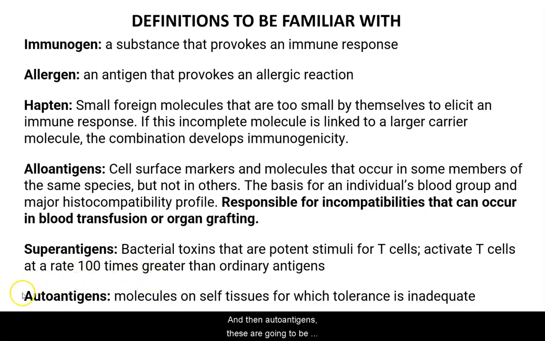And then autoantigens. These are going to be molecules on the self cells, for which tolerance is inadequate. An autoantigen is just going to be essentially a regular molecule on the body's cells that the immune system mistakes for foreign and develops an autoimmune reaction to.